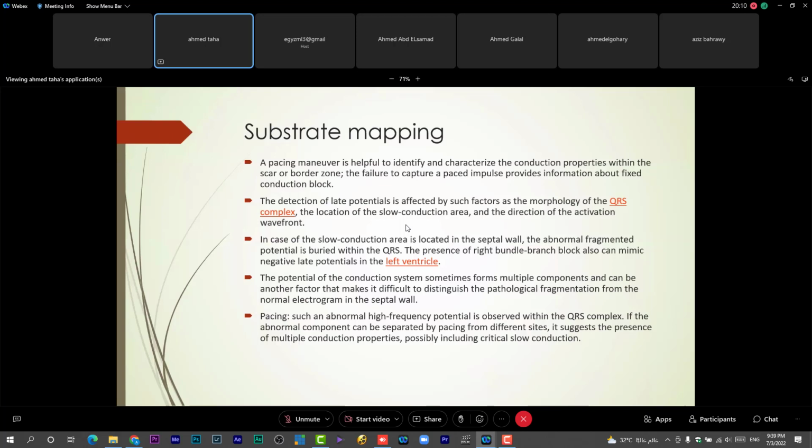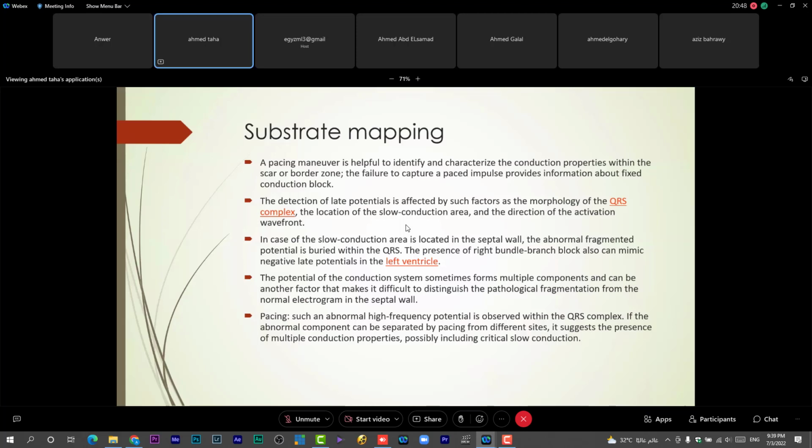But if it's fractionated potentials and you are thinking that it may be late potentials or due to scar, you will find these potentials are getting late during sinus compared to, for example, during RV pacing. So when you are making substrate mapping in the septum in a patient, for example, post inferior, anterior, or septal MI, you are trying to be sure if these potentials are Purkinje fiber potentials, late potentials, or fractionated potentials of scar tissue.